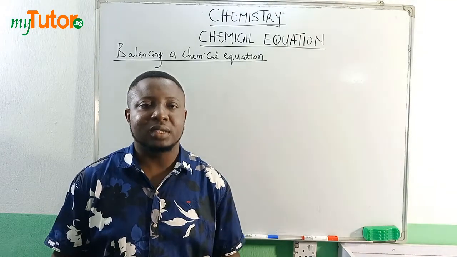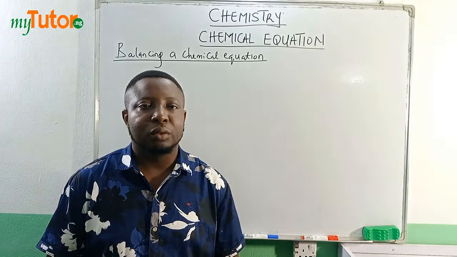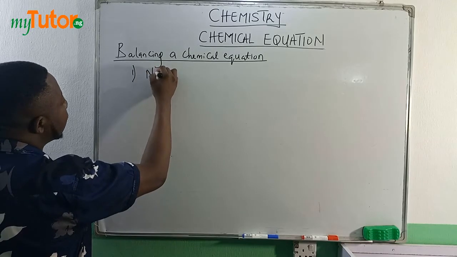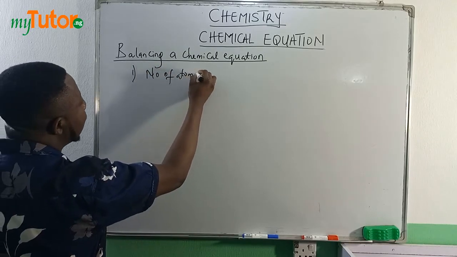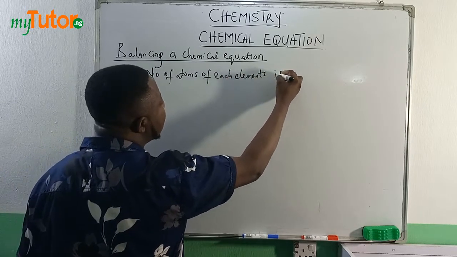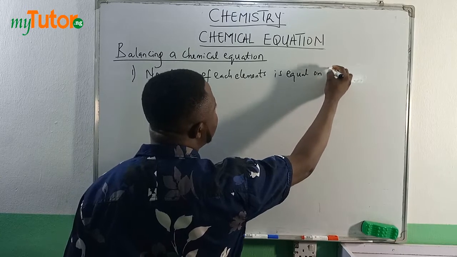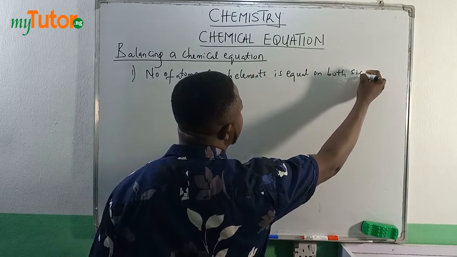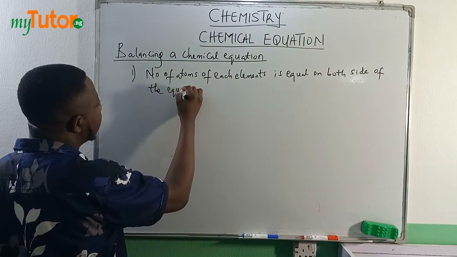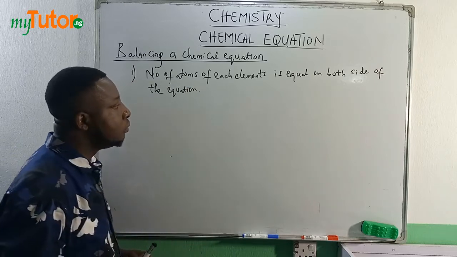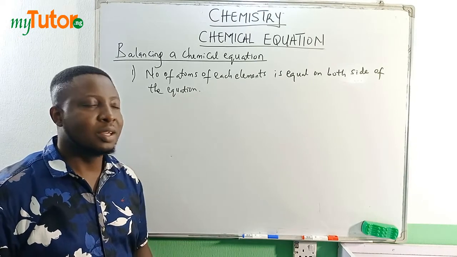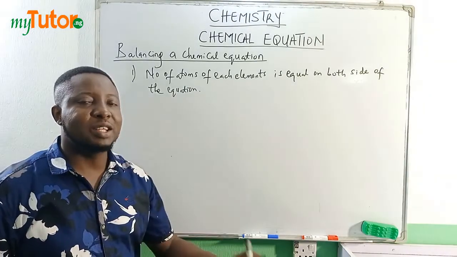So in general, we are saying that a chemical equation is balanced when the number of atoms of each element is equal on both sides of the equation. The rule is that the number of atoms of each element must be equal on both sides of the equation.